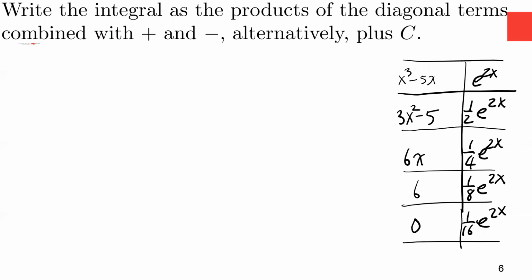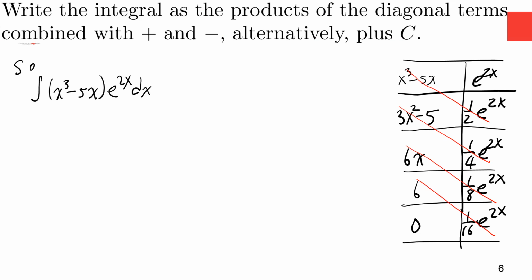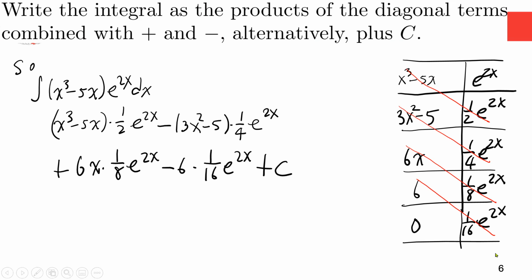So on the top, I described what we're going to do now. We're going to form those four products here: first product, second product, third product, fourth product. And we're going to combine those products. So the original integral is equal to the combination of those four products, combined with positive, negative, positive, negative signs, and then finally we add C to it. So you can check that.